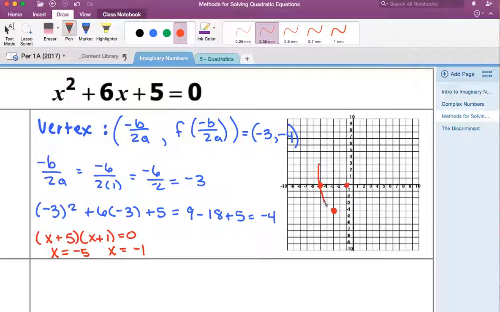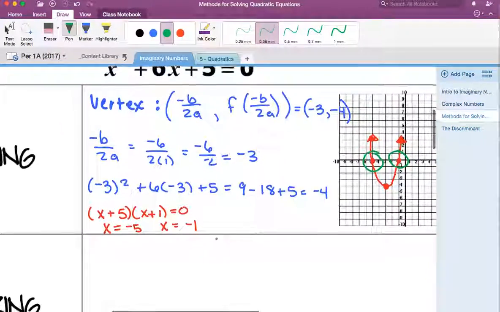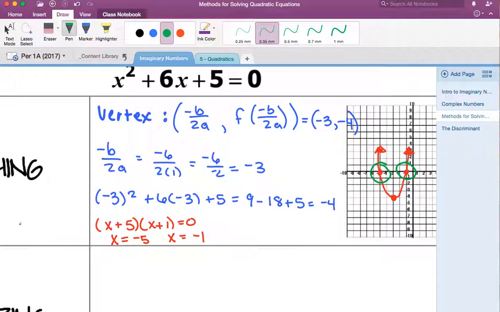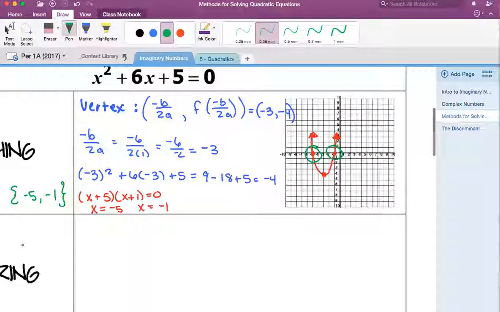So negative 5 is one root and negative 1 is the other root. There's my function. And the whole point is to solve it by graphing. That means I needed to identify these 2 roots on the graph. So my solution is going to be negative 5 comma negative 1. And since it's a solution, not an ordered pair, we put it in the curly braces. Okay? So that's a review on solving by graphing.